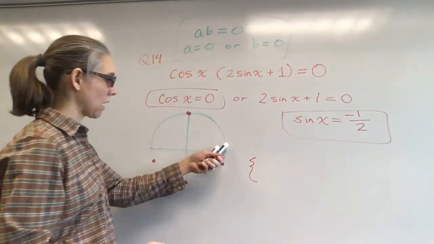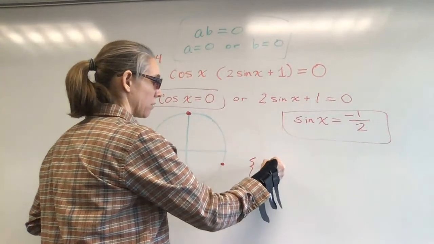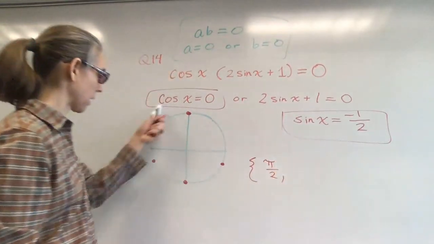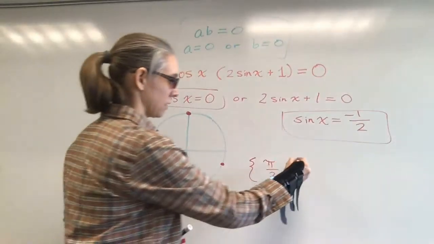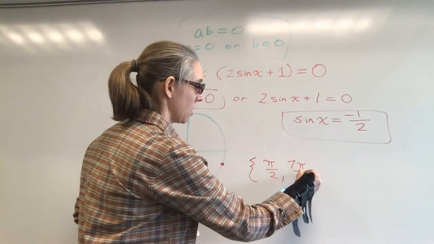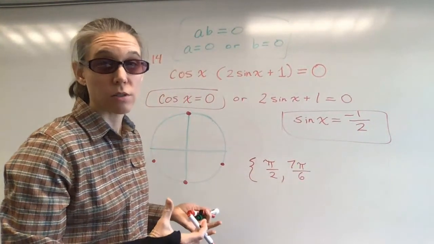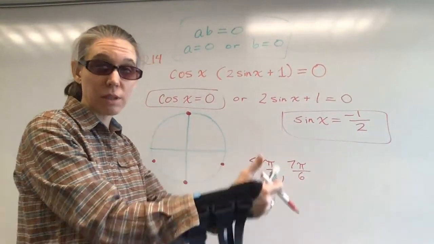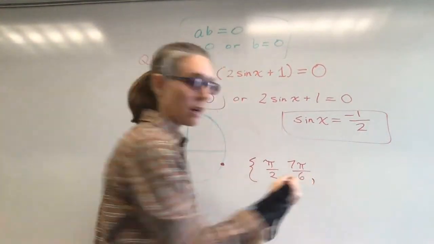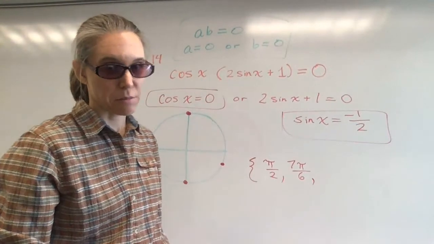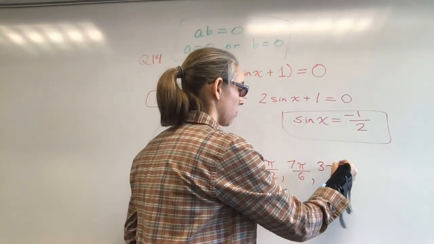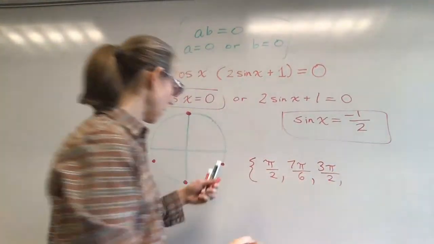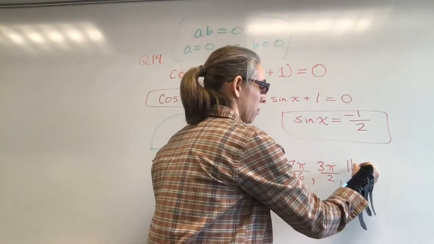So my first one I come to is pi halves. The next one I come to is 7 pi sixths. You can see how knowing the unit circle continues to be really important in this course. So if you have not memorized it yet, I highly recommend you do. Then we have 3 pi halves, and then lastly 11 pi sixths.